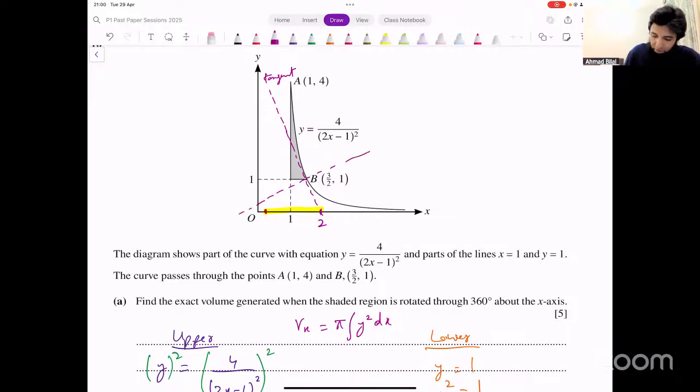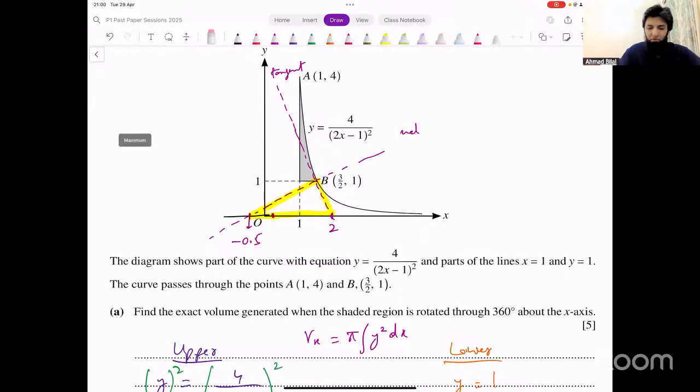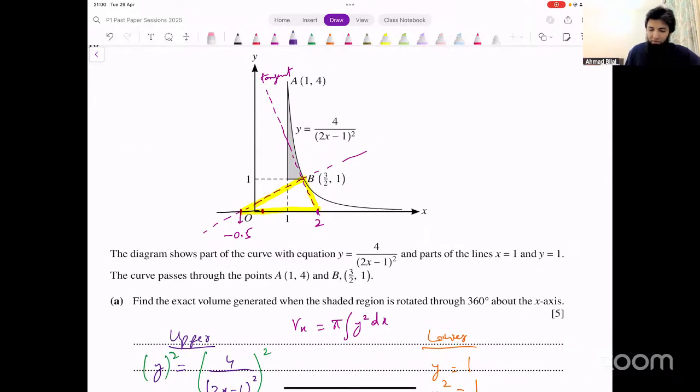The normal is going to look like this, such that when it intersects the x-axis, it is on the left side here. This is the point minus 0.5. So now the triangle is like this. This is the triangle. We have to find the area of this triangle. Minus 0.5 to 2, what's that distance? That's 2.5 units. That's the base. The base is 2.5.